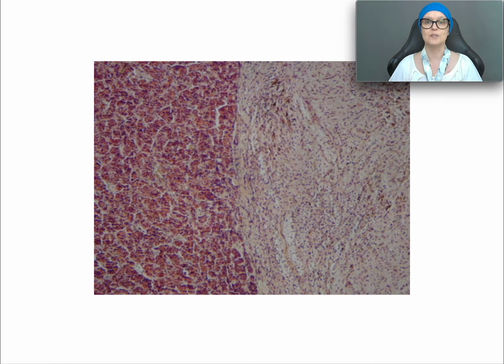And this is the pituitary gland. So the pituitary gland is also called the hypophysis.